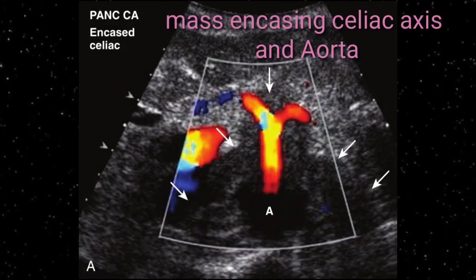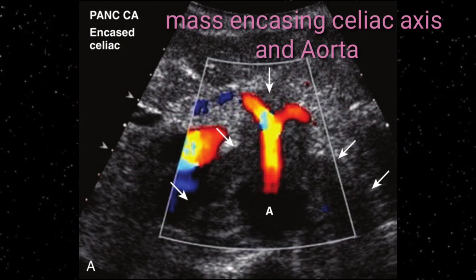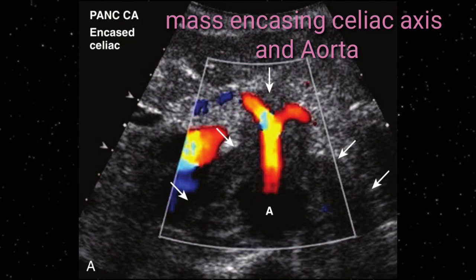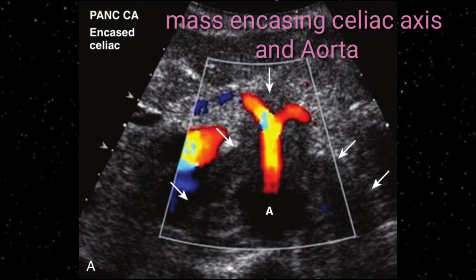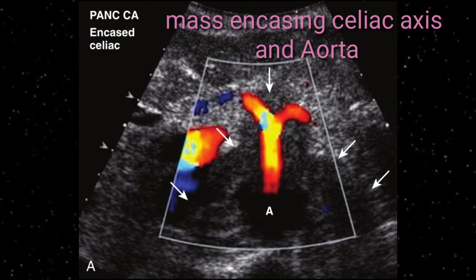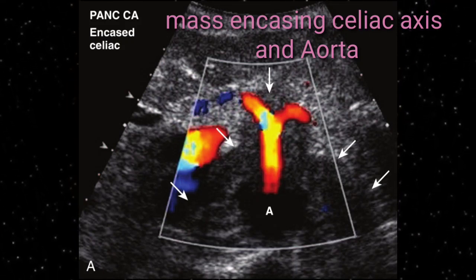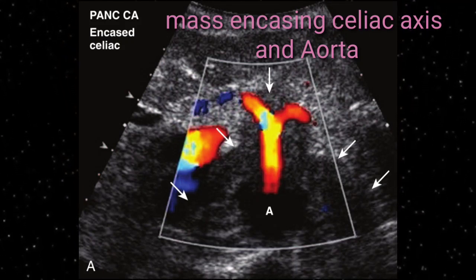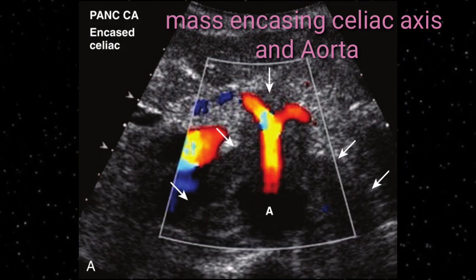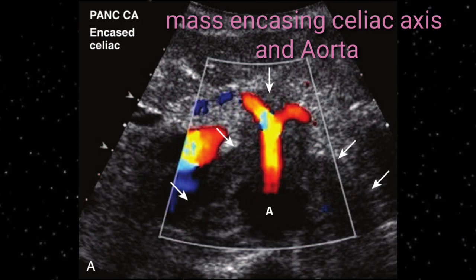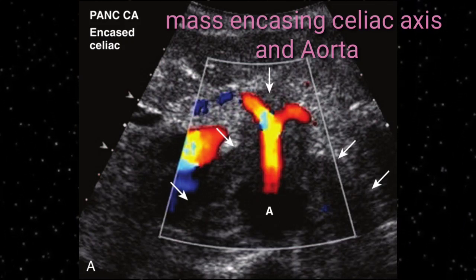Here on this slide you can appreciate a hypoechoic mass, which is indicated by the white arrow. This white arrow indicates a hypoechoic mass which is surrounding and encasing the celiac axis, surrounding the aorta. So this is a very helpful sign to indicate whether this tumor is resectable or not. In this case, as it is surrounding the celiac axis and aorta, this tumor is not resectable.